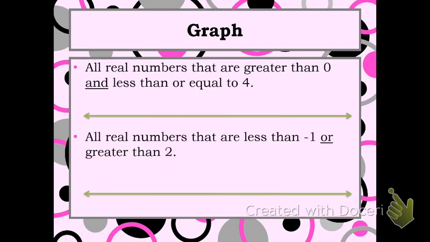Let's look at graphing a few. For this first one, we have all real numbers that are greater than 0. So x is greater than 0 and less than or equal to 4. So x is also less than or equal to 4. Now the important part about the word and is that both of these things need to be true in order for this compound inequality to be true.